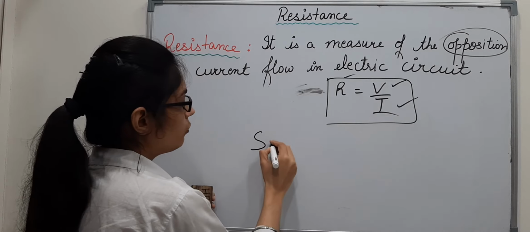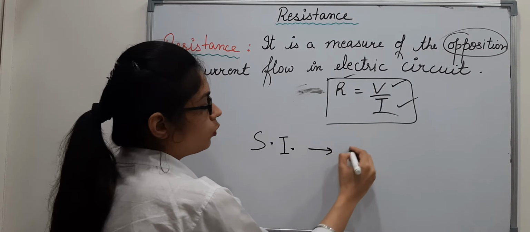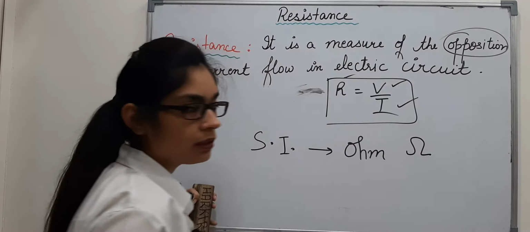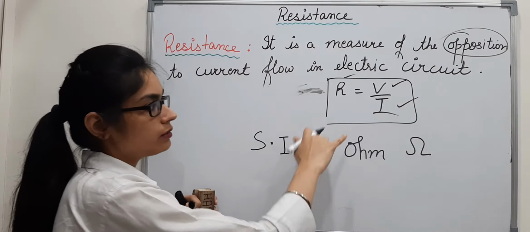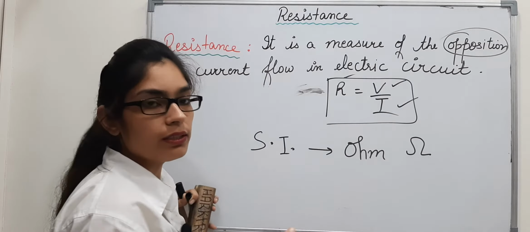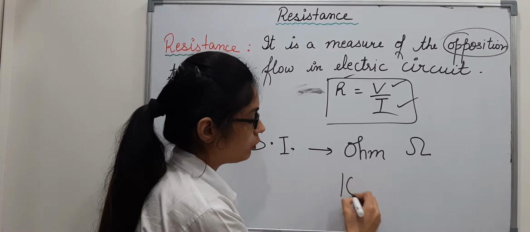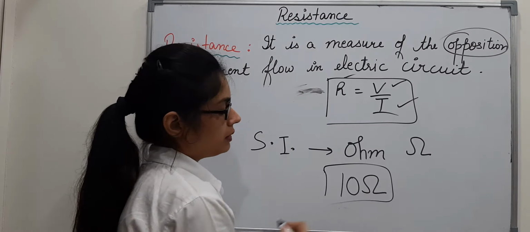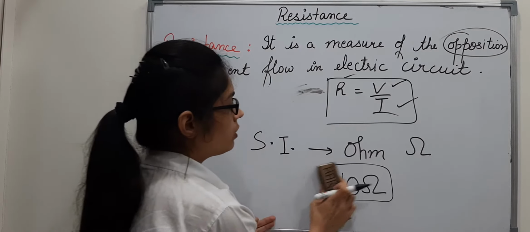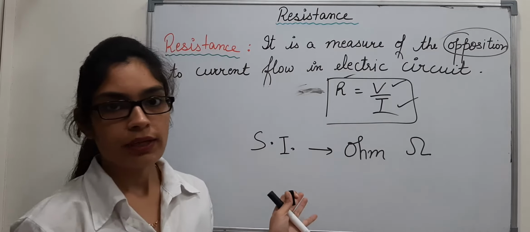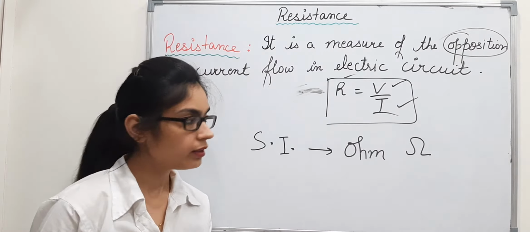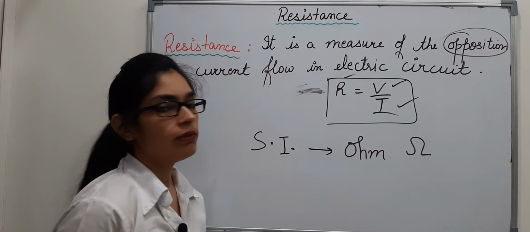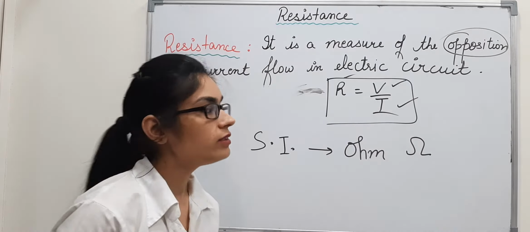So this is the formula of resistance. The SI unit of resistance is ohm, O-H-M, and it is represented by this symbol. For example, if the resistance of any conductor is 10 ohm, we have to write it like this. So like this we represent or write resistance. Now we have already discussed the SI unit, so let's try to define it. From this formula, we will try to define the SI unit of resistance.